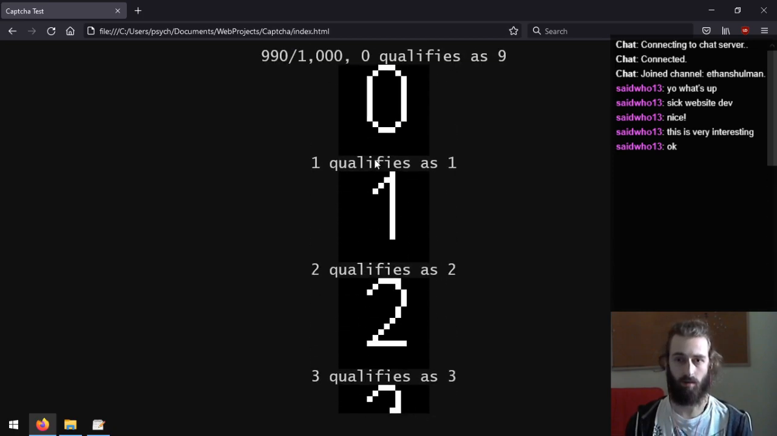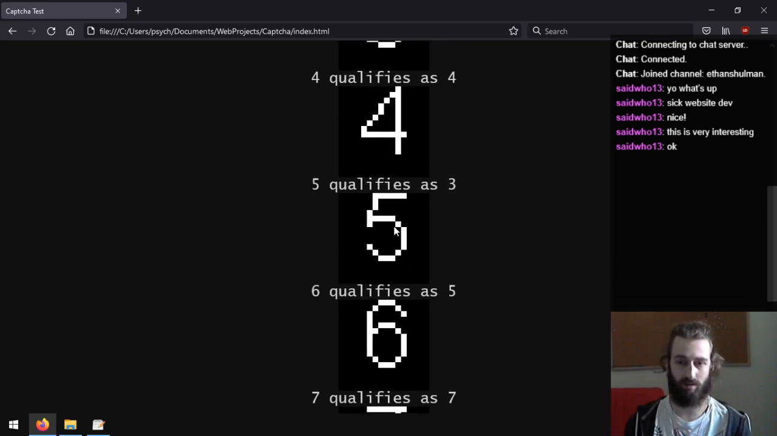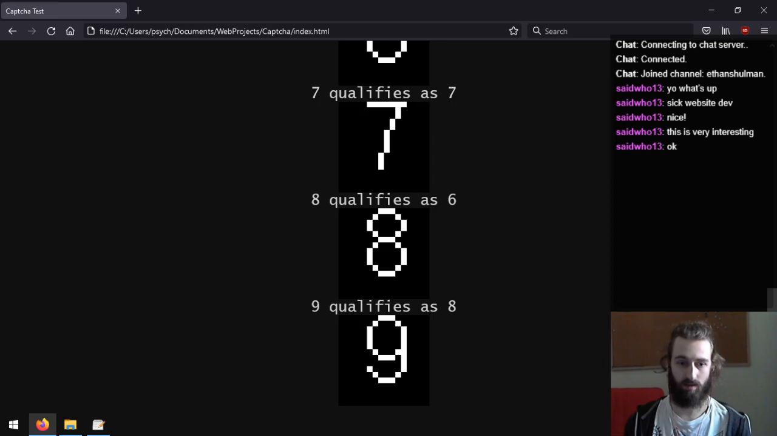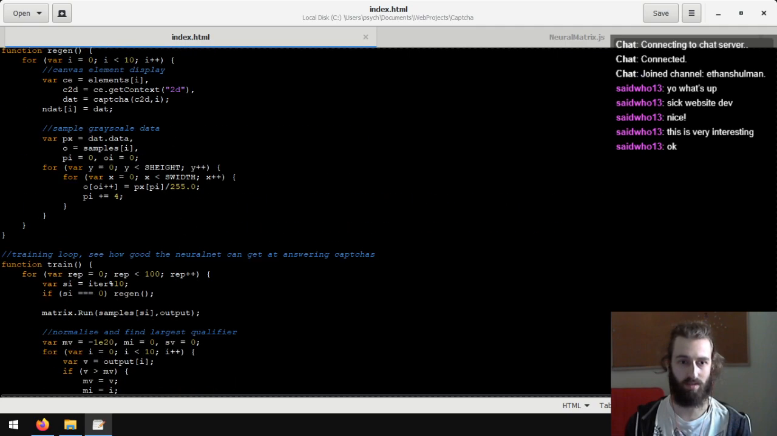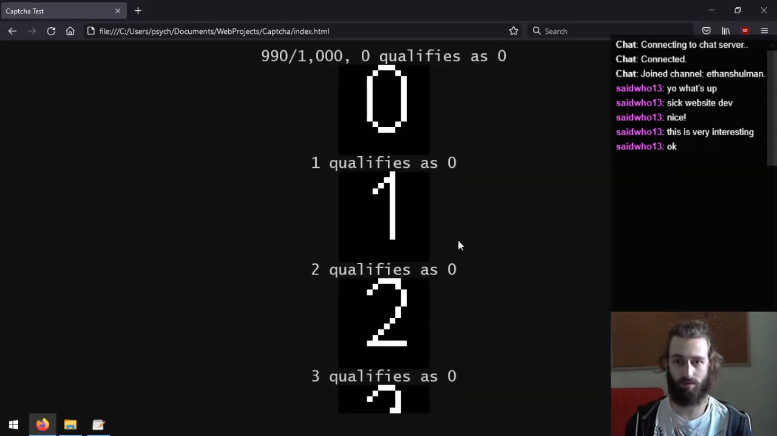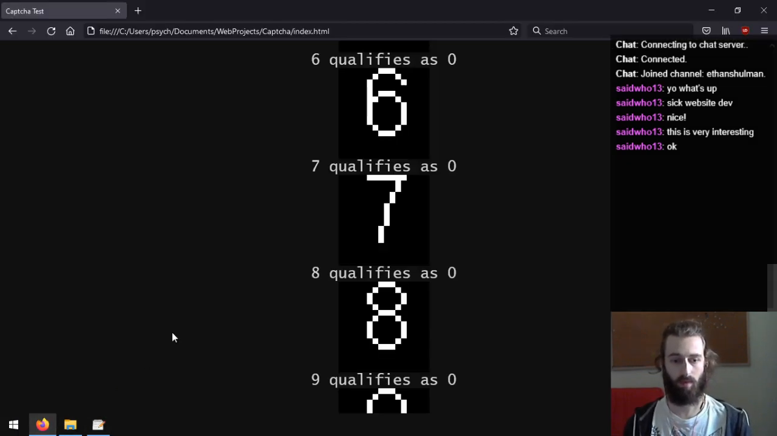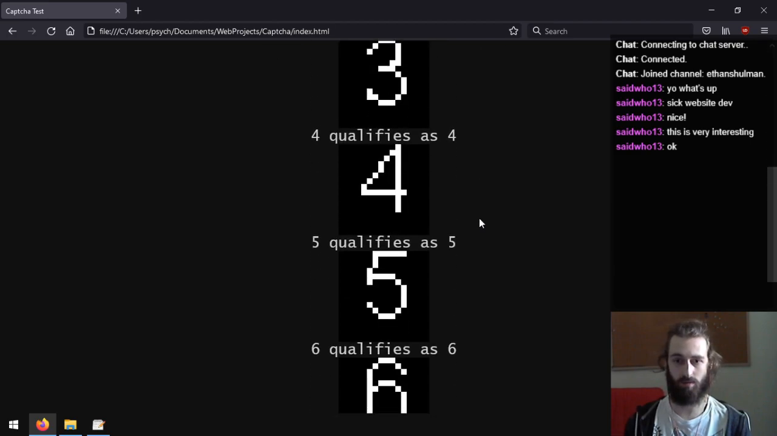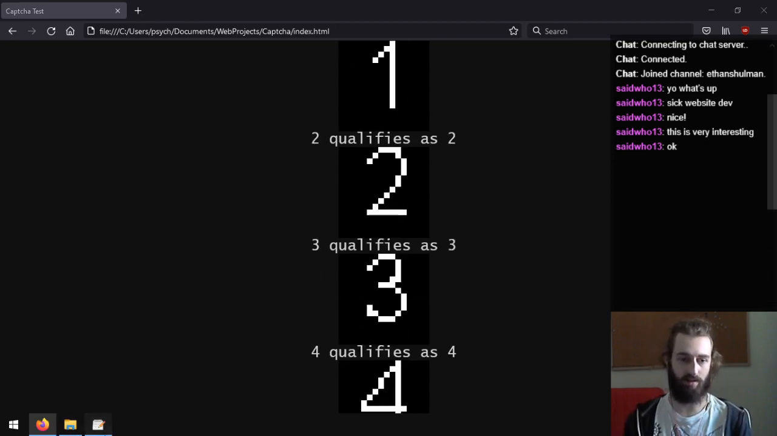Okay. Alright, so it identified 1 correctly, 2 correctly, 3 correctly, 4 correctly, 7 correctly. So let's try messing. We've only got 1,000 training iterations. Let's try changing this rate and see if it makes it better or worse. 0, 0, 1 is 0. Too much. 0, 0, 1 is 1, 2 is 2, 3 is 3, 4 is 4. There we go. Okay, it's correctly identifying the basic letters.